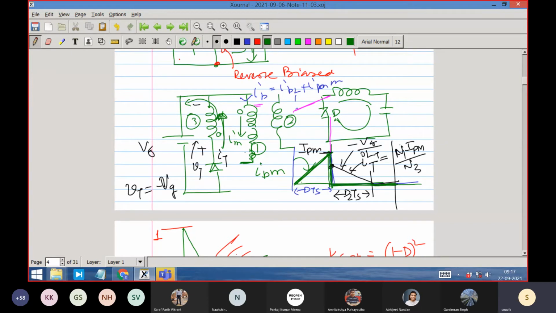This current I said is immediately 0. That means I am ignoring the leakage inductance that is there. Coupling is good means no leakage inductance. Coupling is perfect, not good. Good is just even then there is some 1%, 2% leakage inductance.